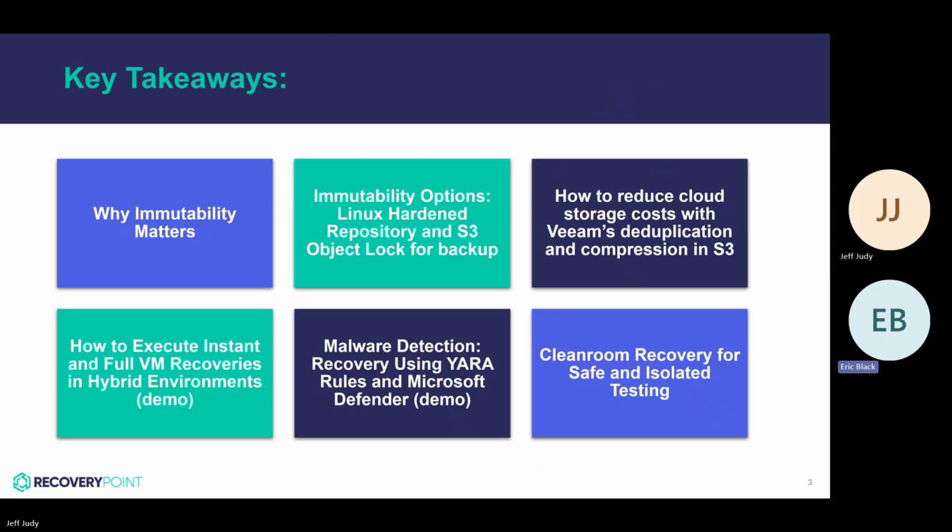Why immutability matters. Immutability options: Linux hardened repository or S3 object lock for backup. We'll cover how to reduce storage costs with Veeam's deduplication and compression in S3. How to execute instant and full recovery VMs in a hybrid environment. We're going to demo that. Malware detection and recovery using YARA rules, and Microsoft Defender or other third-party tools along with Veeam Threat Hunter. And then we'll cover cleanroom recovery for safe and isolated testing.